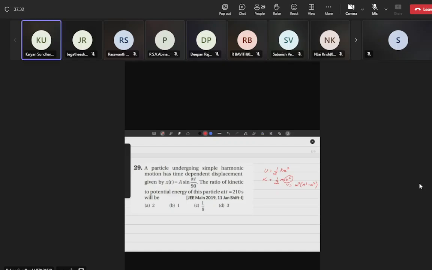V square then. So half into k value, have they given anything? Right. Keep it as they're asking about the ratio only. So half into k into x square. What is the displacement x here? Oh, they're asking only about the time.